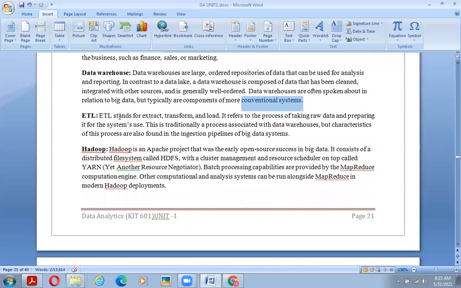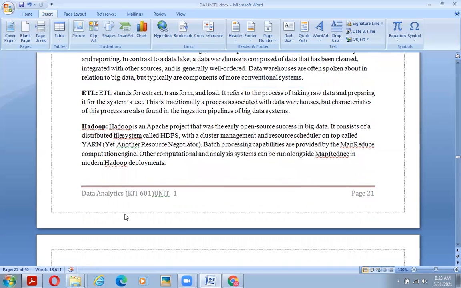We talked about ETL technology earlier. So what really is ETL? ETL stands for extract, transform, and load. This is the process of taking raw data and preparing it for the system's use. This is usually a process associated with data warehouses, but characteristics of this process are also found in the ingestion pipelines of the big data systems that we have just discussed.